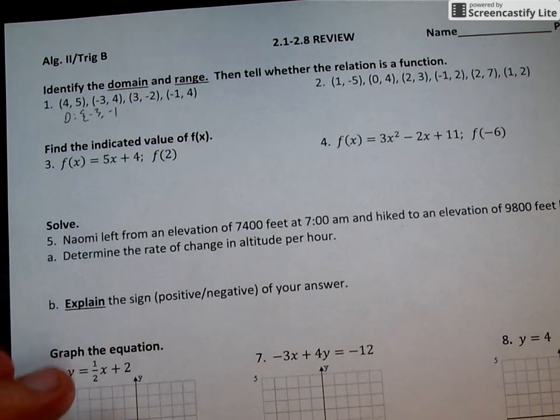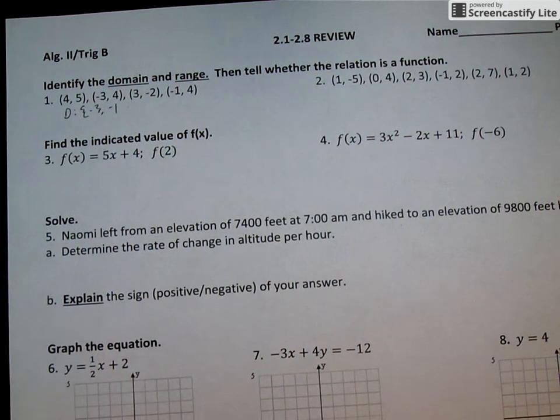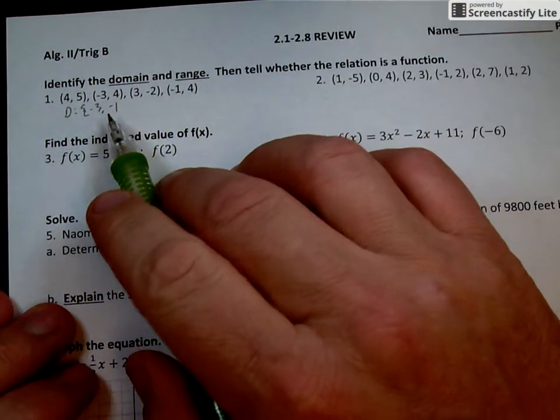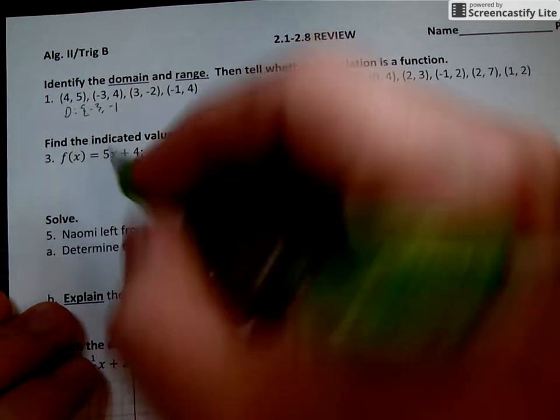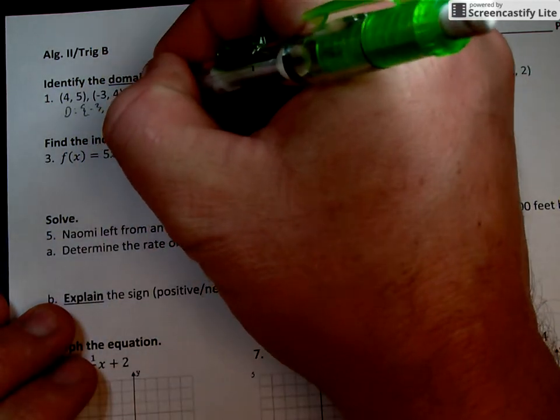All right, so we're going to take a look at this chapter 1 test review. Domain, sorry, I began this problem just a little bit ago, but domain is the x values. I'm going to go least to greatest. So there's a -3, a -1, a 3, and a 4.